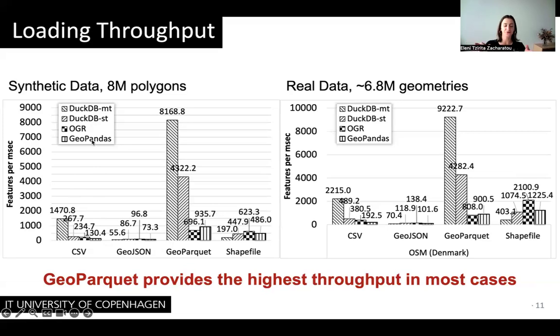Now, the key takeaway from the left graph is that GeoParquet provides the highest throughput across all libraries. Particularly, DuckDB excels when loading GeoParquet files, outperforming other libraries by over 9 times in the multi-threaded setup and over 5 times in the single-threaded setup. This high performance is expected since GeoParquet is a compact and compressed file format, and all systems support some level of parallelism when loading GeoParquet files. But we can see that even without parallelism, DuckDB single-threaded achieves a high throughput for GeoParquet.